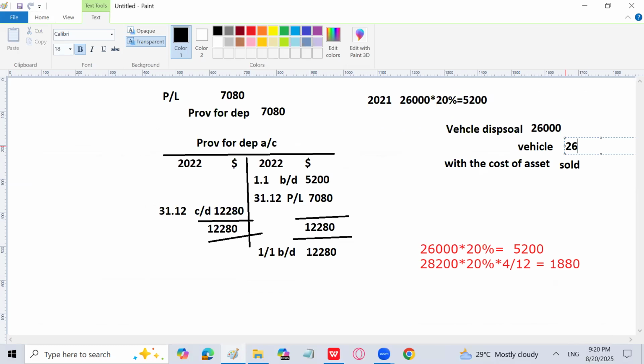Sir, why has this entry been passed? Let me explain. Vehicle account is credited because the vehicle asset is decreasing, because the vehicle is going out of the business. So decrease in vehicle, decrease in asset, credit, and it is transferred to vehicle disposal account. So that is why vehicle disposal account is debited with 26,000, with the cost of the asset.